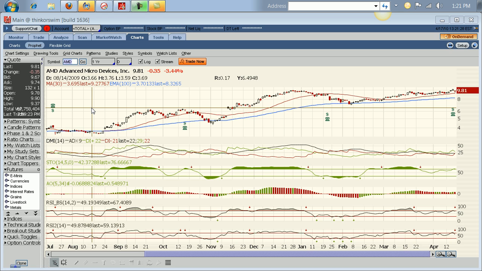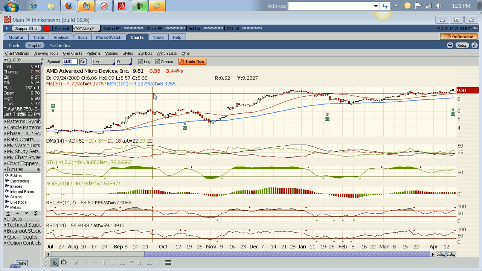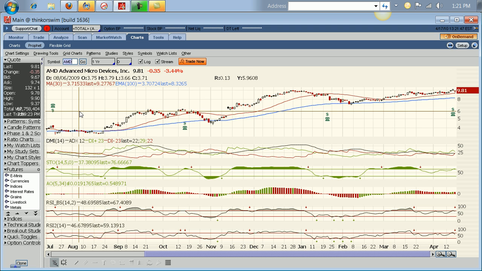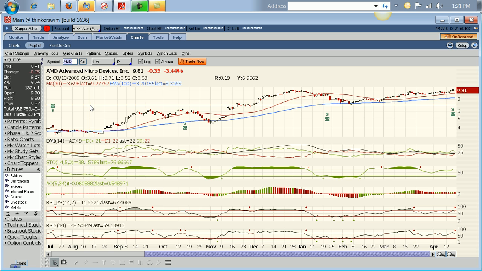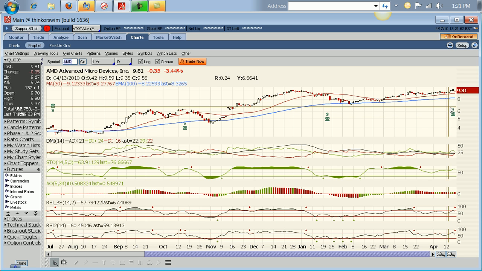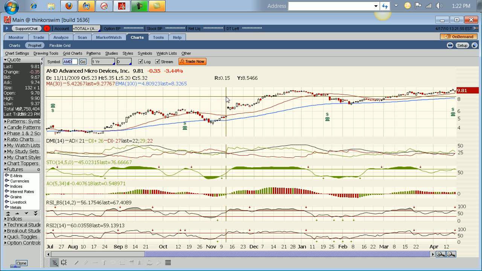But we sold a $10 call and bought the 11 for protection, and we brought in a credit of 40 cents, or $40 times how many contracts you did. Our objective was for Advanced Micro to land below $10 at expiration. And as you can see, it landed at $9.81. So we were able to keep the entire credit spread, or number of contracts times 40. If you did 10, you would have made $400. If you did 20, you would have made $800.